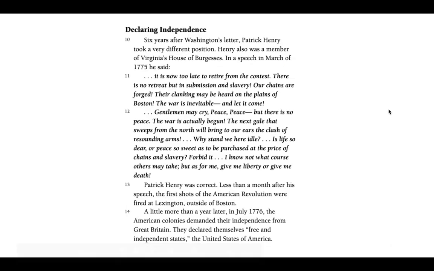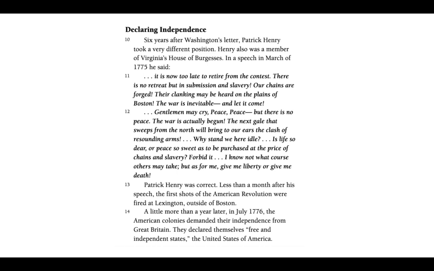And it's declaring independence. 6 years after Washington's letter, Patrick Henry took a very different position. Henry also was a member of Virginia's House of Burgesses. In a speech in March of 1775, he said, "It is now too late to retire from the contest. There is no retreat but in submission and slavery. Our chains are forged. Their clanking may be heard on the plains of Boston. The war is inevitable, and let it come.